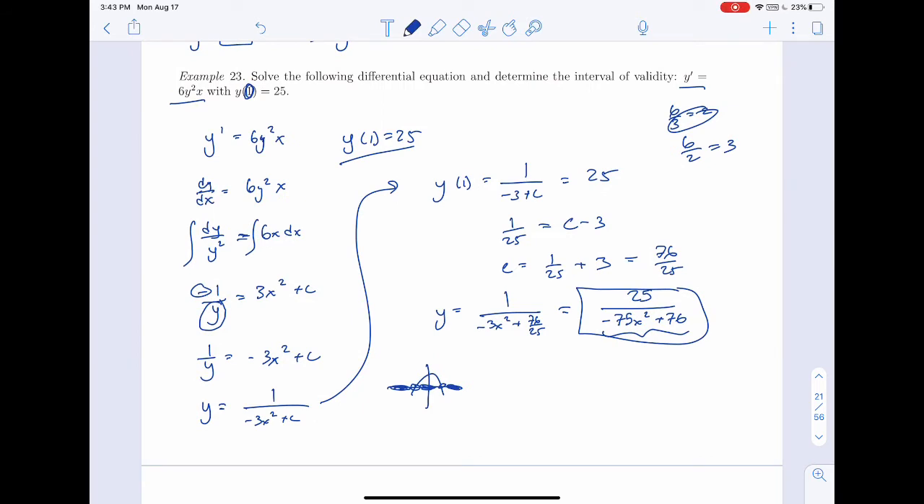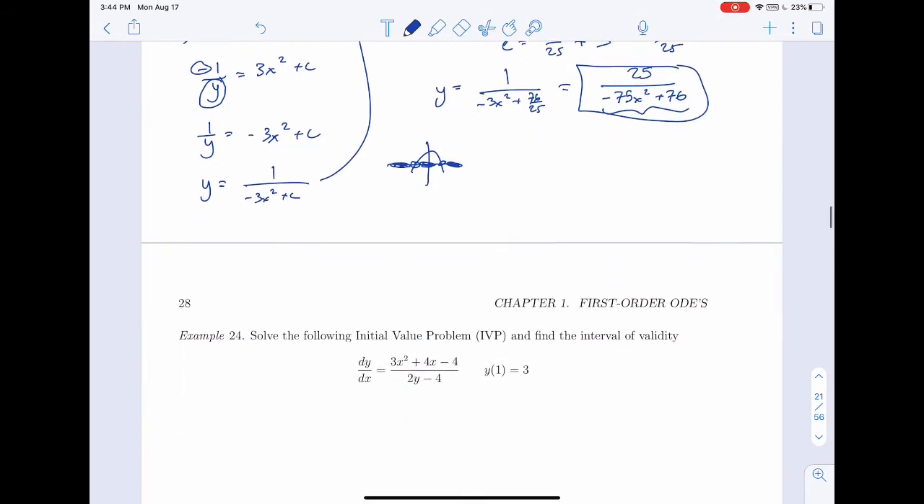I've got to find where this function is defined. The y function has 2 vertical asymptotes, and it's only going to be good in the location where we have y of 1 is 25. All right, let's go on to the next one.